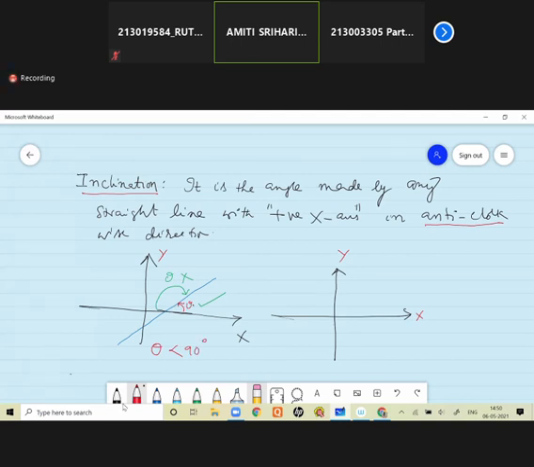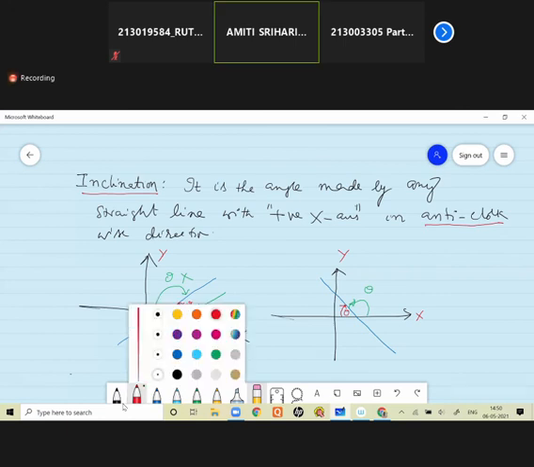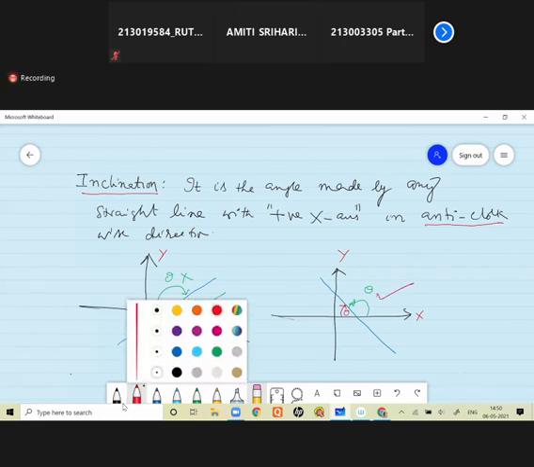Now this is the straight line. One theta is this, another theta is this. Which theta is correct now? Green, sir. This is correct, green. This is wrong, right?